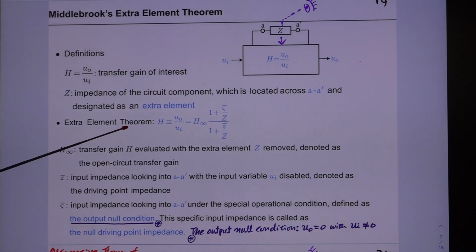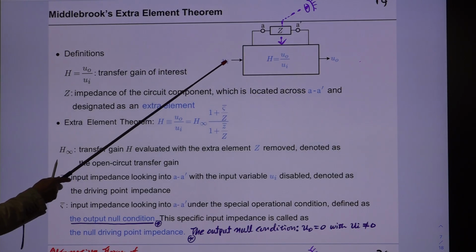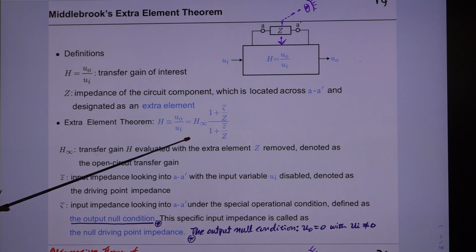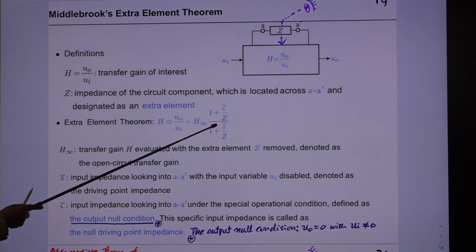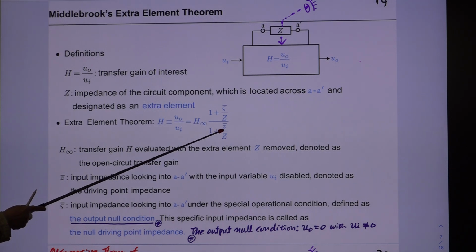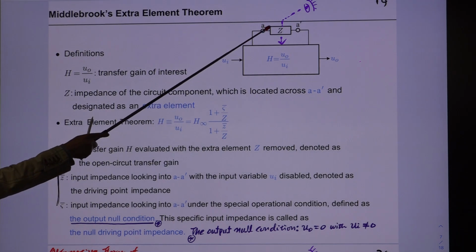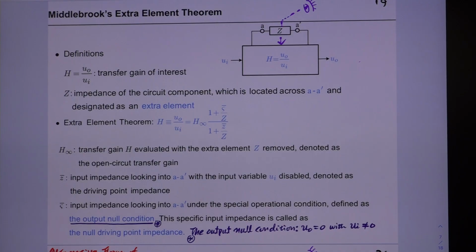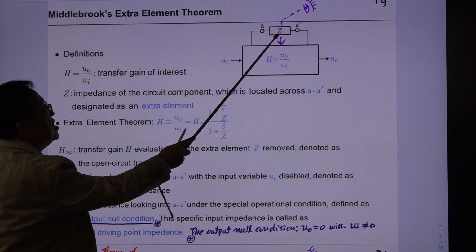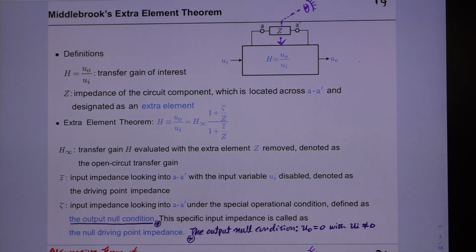So the original transfer function from the input to output is expressed like this. This is H infinity, and this is 1 plus zeta bar divided by G, and 1 plus G bar divided by G. G is the impedance element, all right? So you have this expression, H infinity is the transfer function from input to output with G infinity. It means open circuit. G is not there. We ignore G. G is taken out.